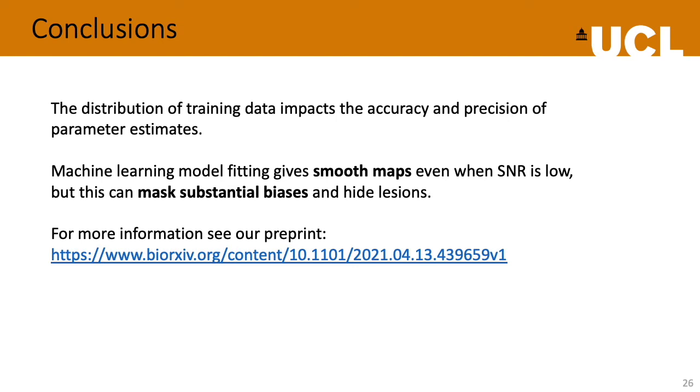We used artificial neural networks here as an example machine learning model, but observed similar effects using random forest regressors. Check out these results in our recent preprint available from this link.